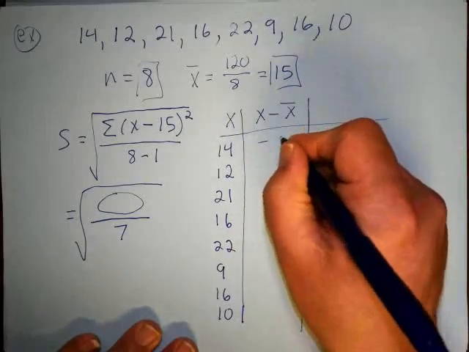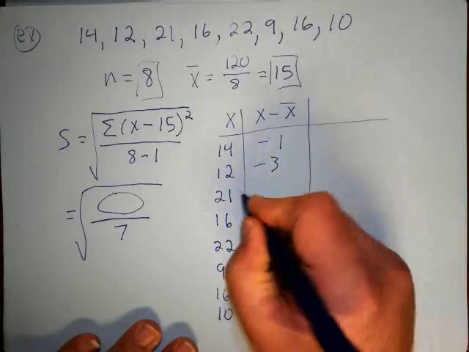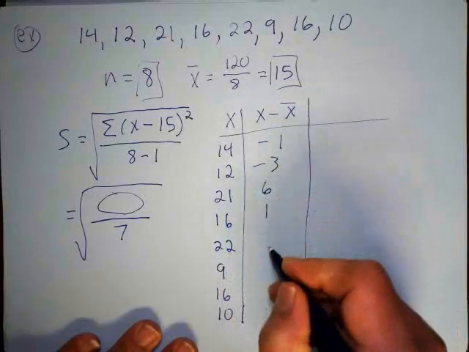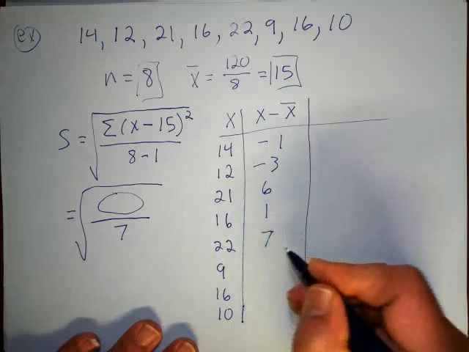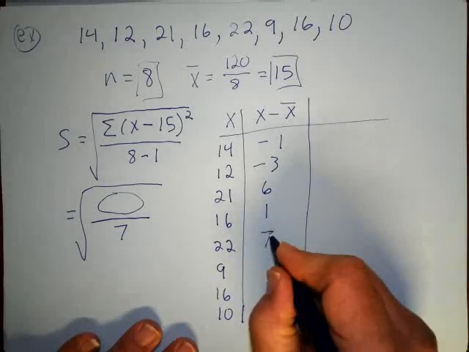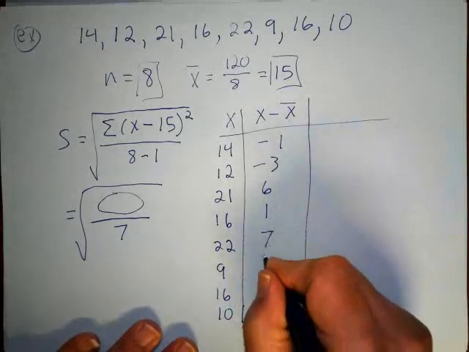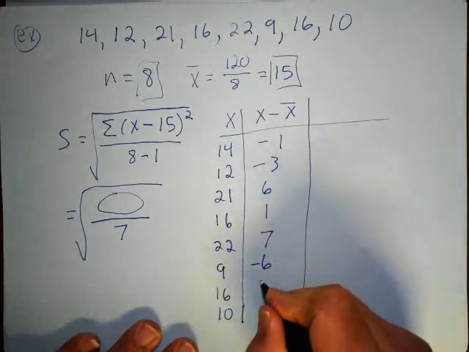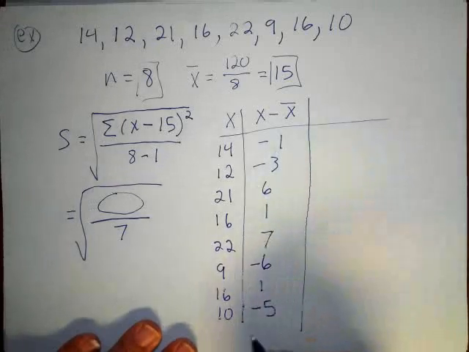So 14 minus 15, that's -1. 12 lies 3 below the mean. 21 lies 6 above the mean. 16 lies 1 above the mean. 22 lies 7 above the mean. 9 lies 6 below the mean. 16 lies 1 above the mean, and 10 lies 5 below the mean.